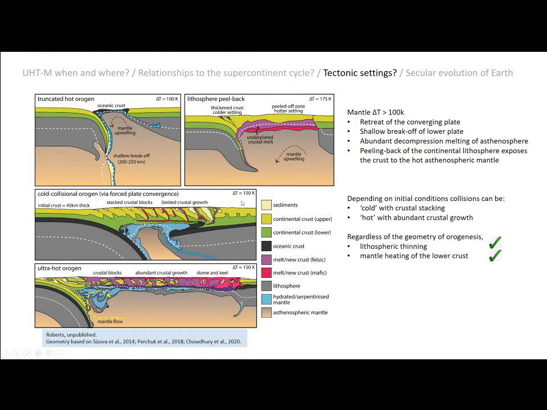Now, depending on the initial conditions provided in geodynamic models, collisional orogens can be cold, with stacking of crustal blocks, which are more similar to modern orogens, or they can be hot or ultra hot, with abundant crustal magmatism. But regardless of the geometry of these convergent settings, we see two common features: lithospheric thinning over wide areas and mantle heating of the lower crust. Both factors are likely to facilitate UHT conditions being reached.